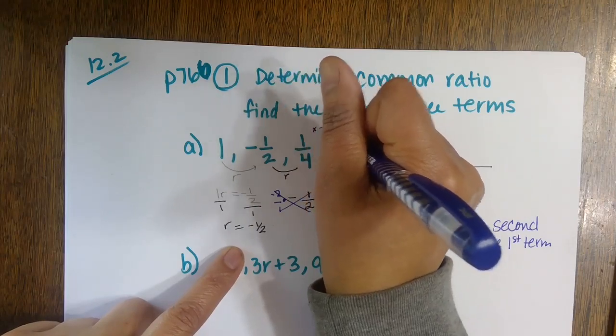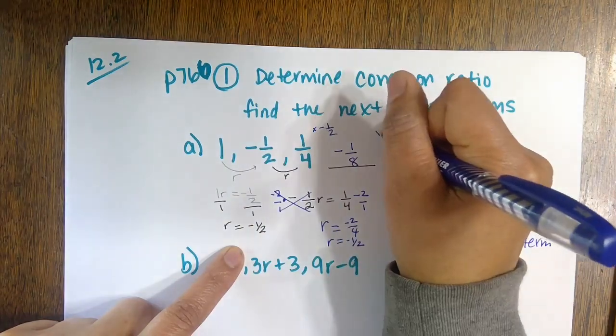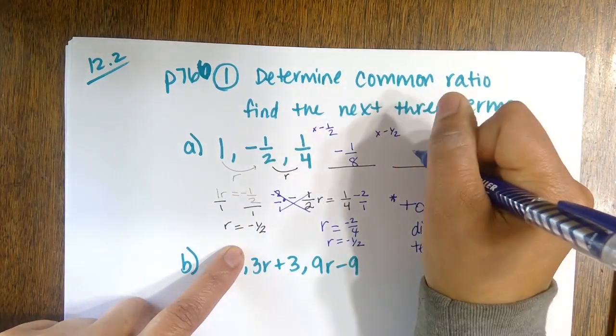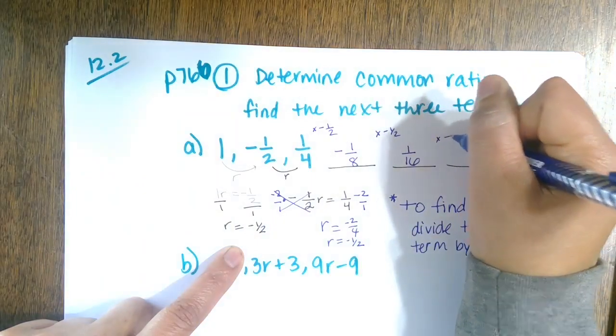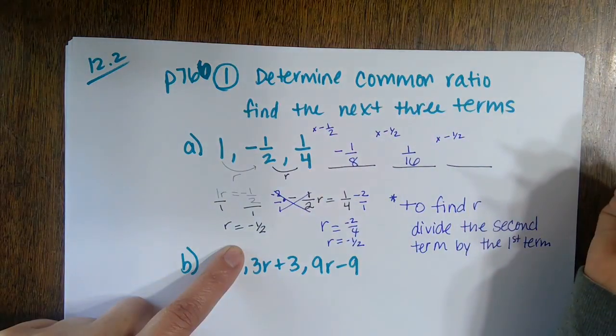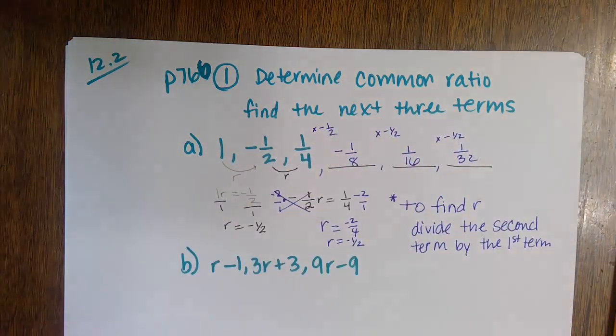So times -1/2 would make it -1/8, times -1/2 would make it a positive 1/16, and times -1/2 would make it a negative. Okay. All right, so those are your next 3 terms.